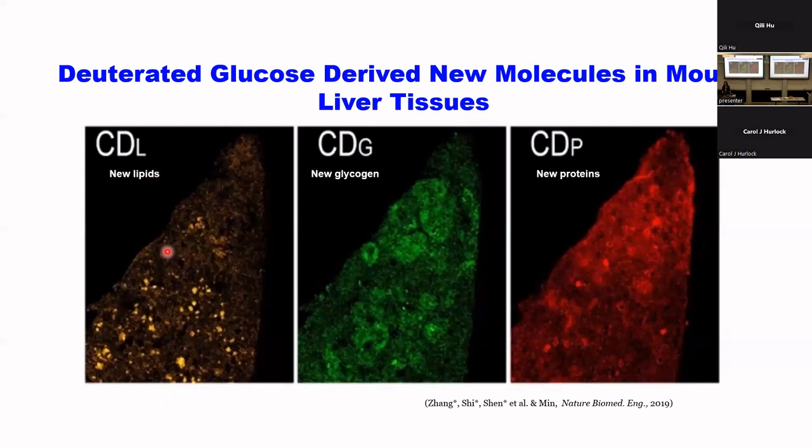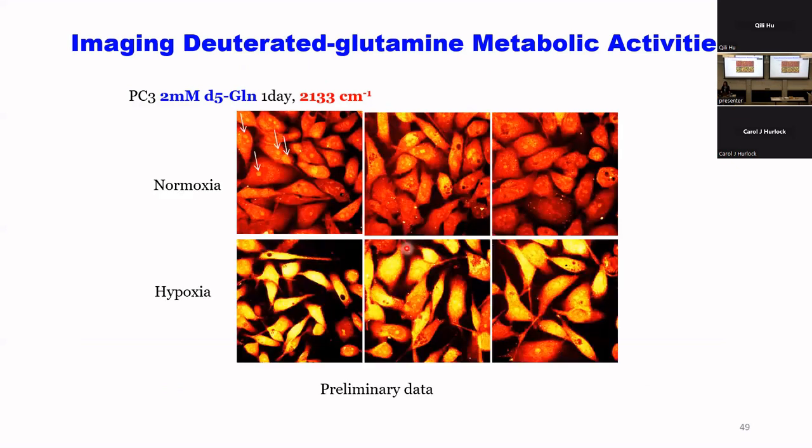CDL is new lipids. CDG is new glycogen in the liver. And CDP, in the same piece of liver, you see new protein in the red color channel. With three color channels, you can see the morphological differences between them. The lipid is round in shape. The glycogen is inside of these hepatocytes, and the protein is more homogeneous. So this is really good to visualize these metabolic activities.